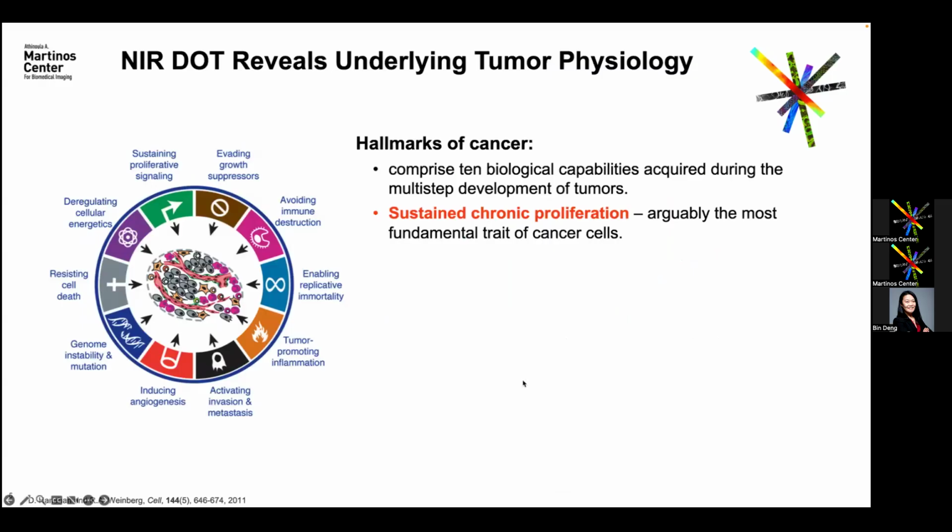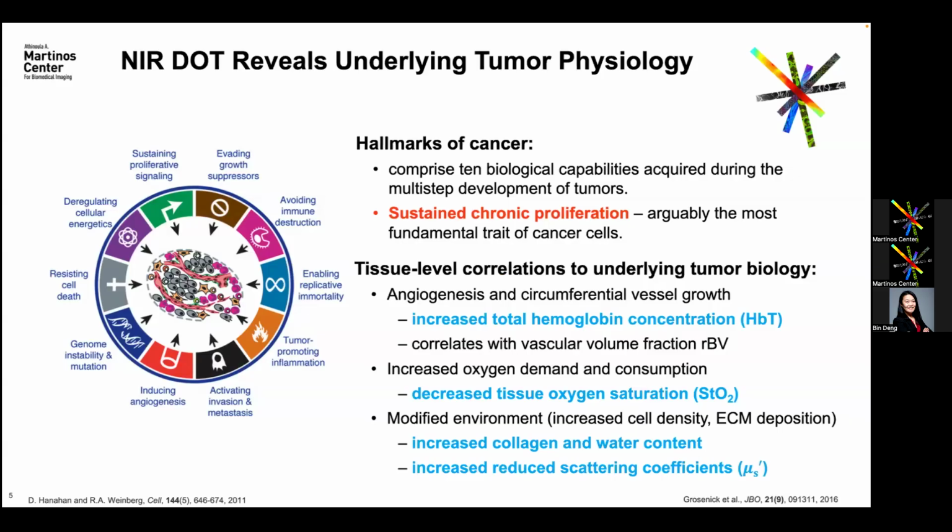It's a complex disease. It has to orchestrate a series of genetic mutations and alter the cell signaling pathways so it can acquire sustained proliferation, survive, and overcome the native healthy tissue. Sustained chronic proliferation is arguably the most fundamental trait of cancer cells. And its tissue-level manifestation can be measured by diffuse optical tomography.